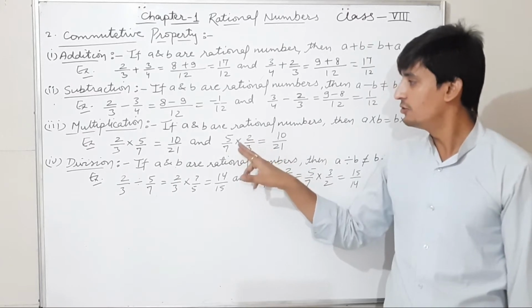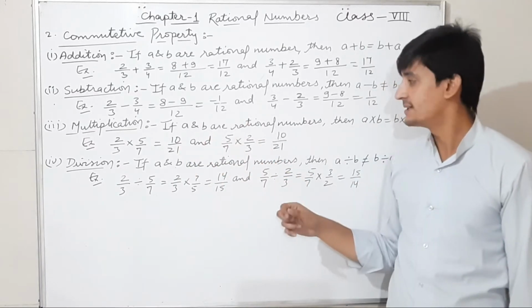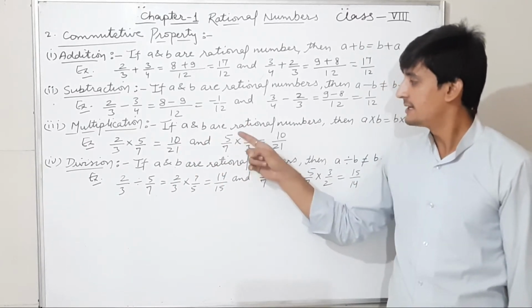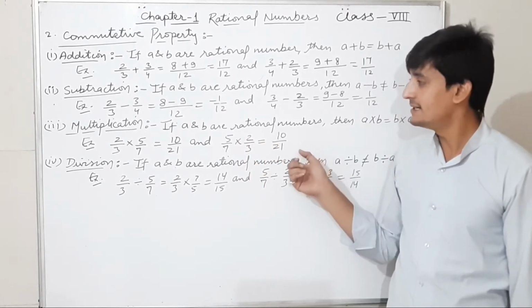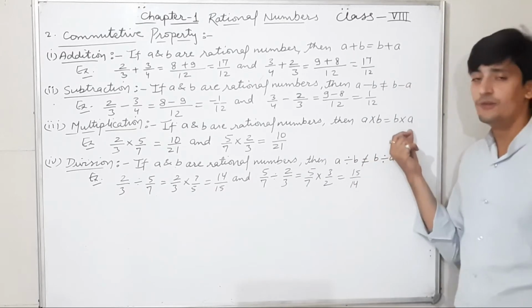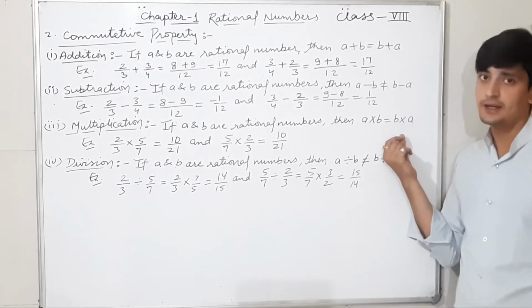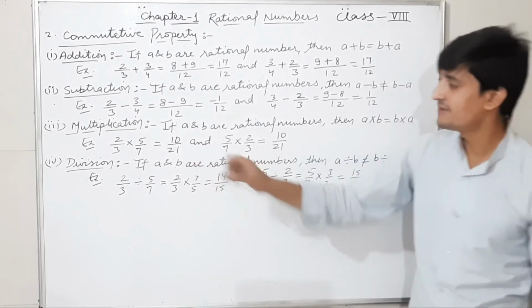Now again I will interchange the places of the rational numbers. 5 by 7 into 2 by 3, and I get 10 by 21. So it is clear that b into a will always equal a into b. Okay. Now next we have division.